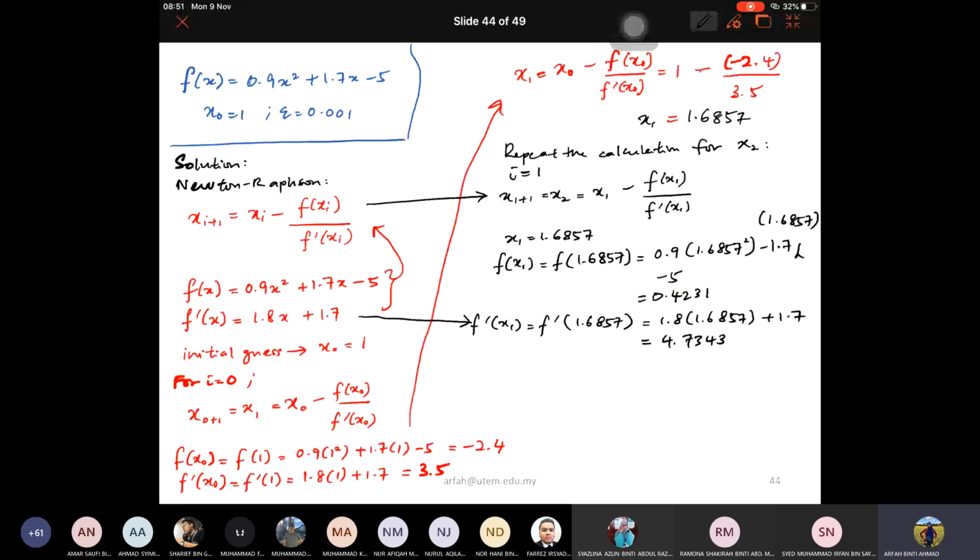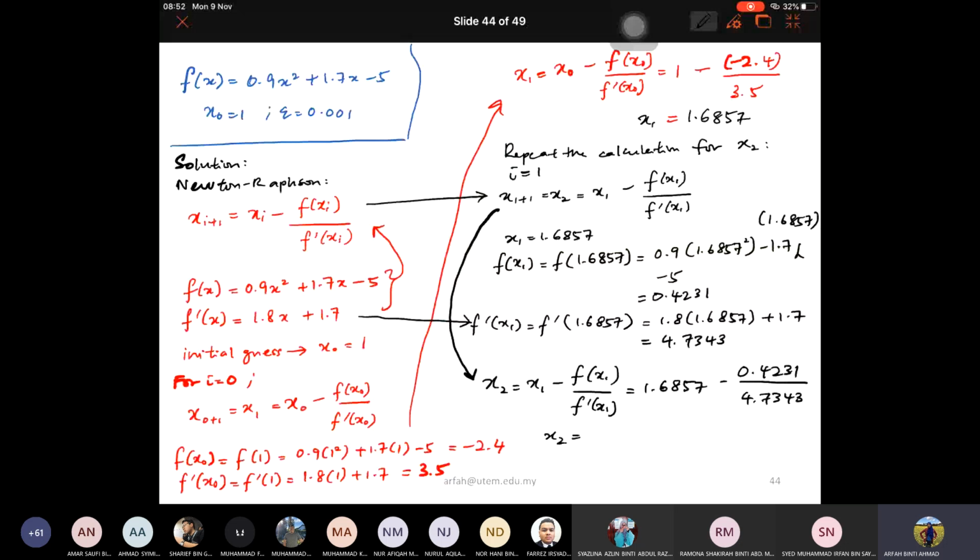So daripada sini, ini yang awak dah kira. So kita masukkan dalam this formula. So akan dapat X2 sama dengan X1 tolak F X1 bahagi F prime X1. So sama dengan X1 is 1.6857 tolak dengan F X1 is 0.4231 bahagi dengan 4.7343. So dapat berapa jawapan X2 awak? 1.5963. Yes, this is correct. Thank you.